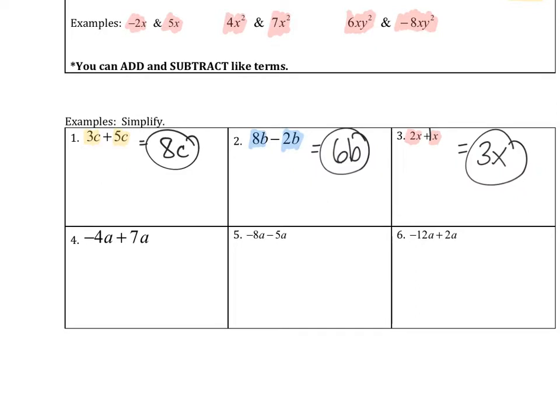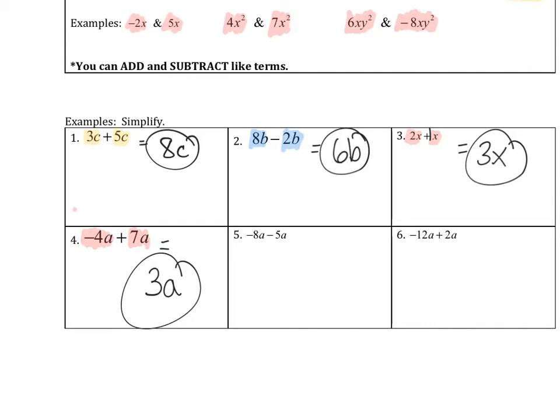In the next one, we have -4a and 7a. Those are like terms, so we can combine them. And if I use my integer rules, remember -4 plus 7, you subtract and keep the sign of the bigger number. So 7 minus 4 is 3a, and keep the sign of the bigger number. The biggest number is 7, and it's positive. So that's our final answer there.